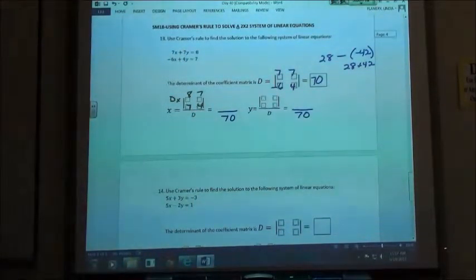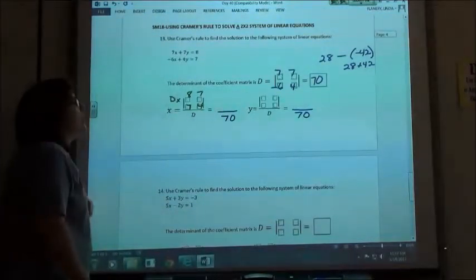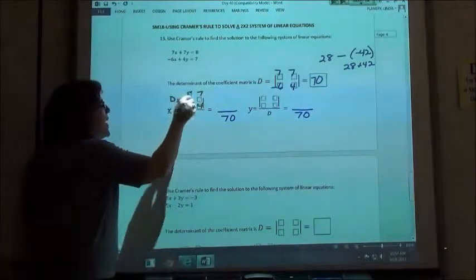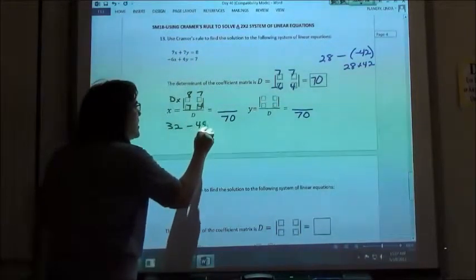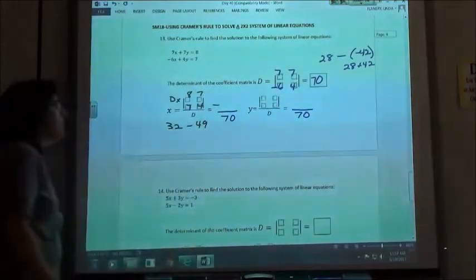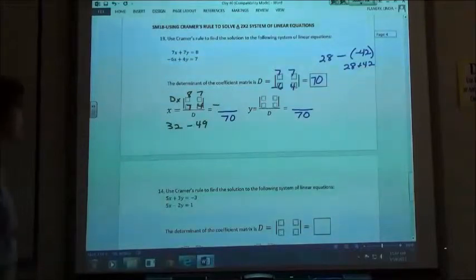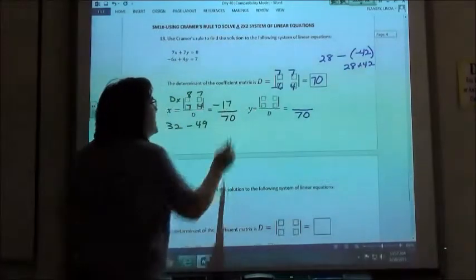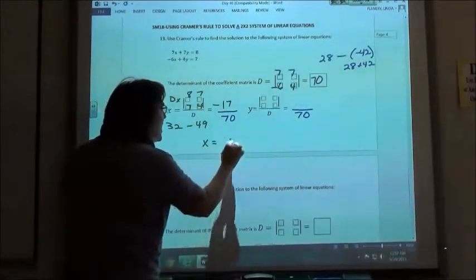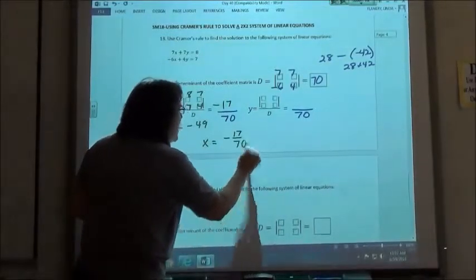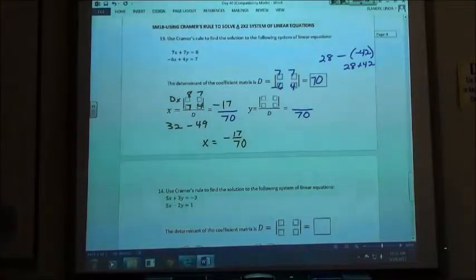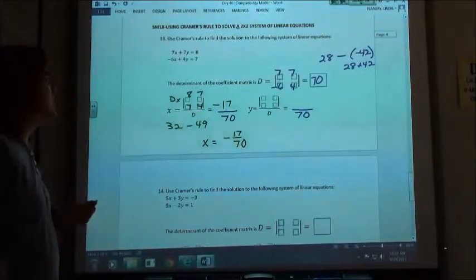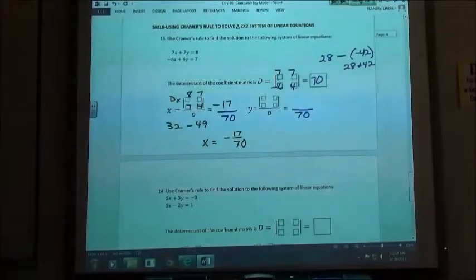So again, I'm going to find the value of that determinant by subtracting the cross products. 8 times 4 is 32, minus 7 times 7 is 49. And so I'm going to take 32 minus 49, which is -17. So x is going to equal -17/70ths. See, it didn't come out to a nice whole number like we like, and that's why Cramer's rule kind of works out nice, because when you get weird answers, it's easier to do.